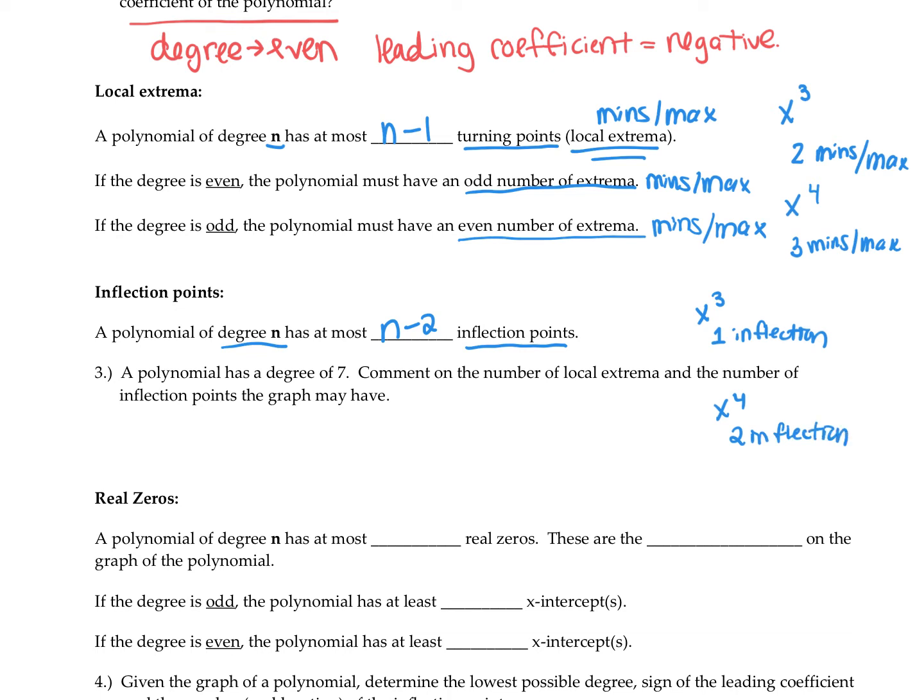So in 3, it says a polynomial has a degree of 7. Comment on the number of local extrema and the number of inflection points. Well, if my degree is 7, that means my local extrema would be 1 less than that, so there would be 6. And my inflection points would be 2 less than my degree, so there would be 5.